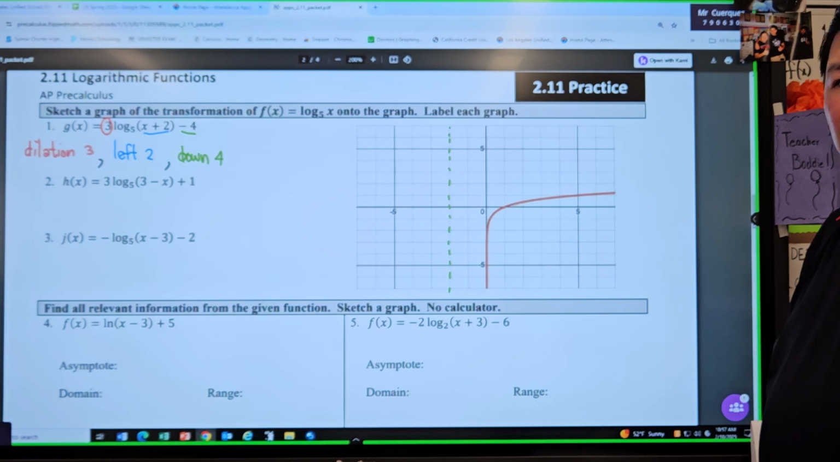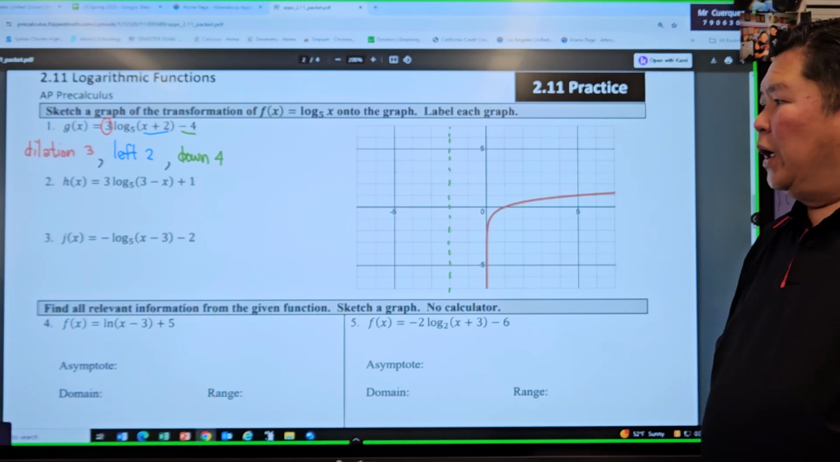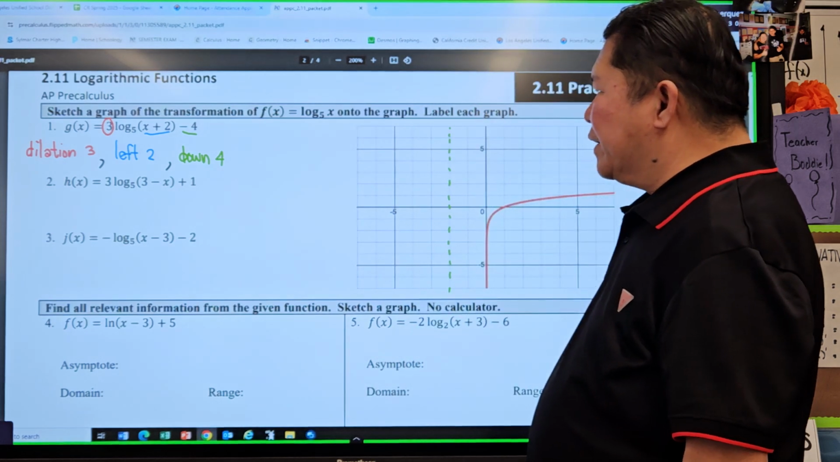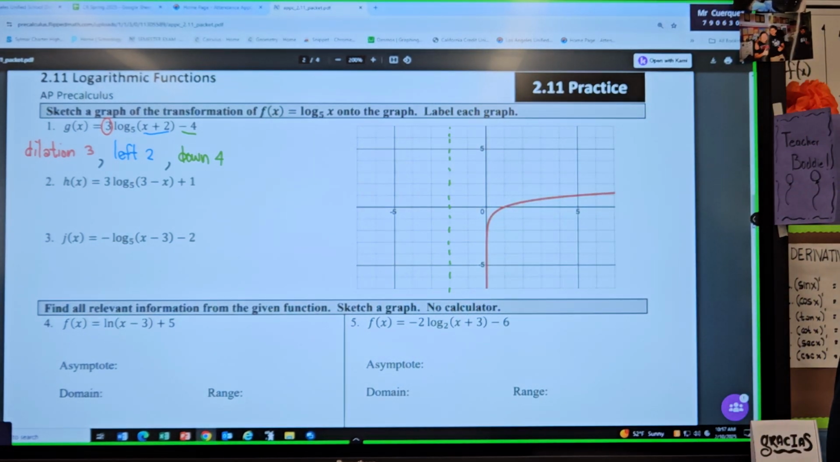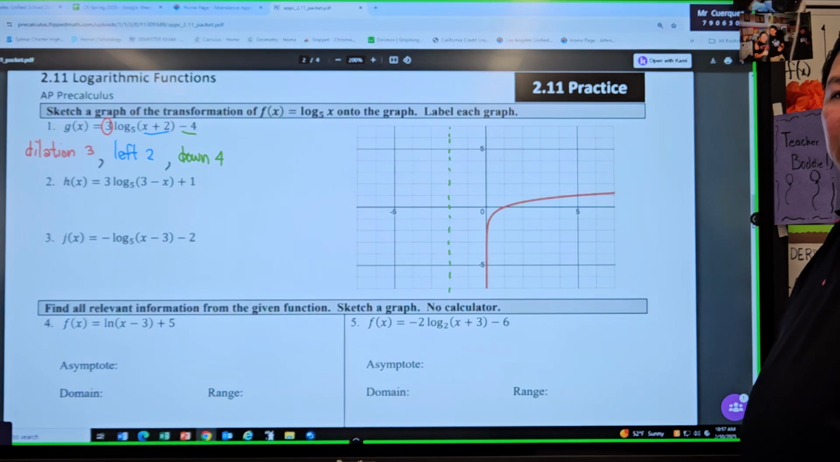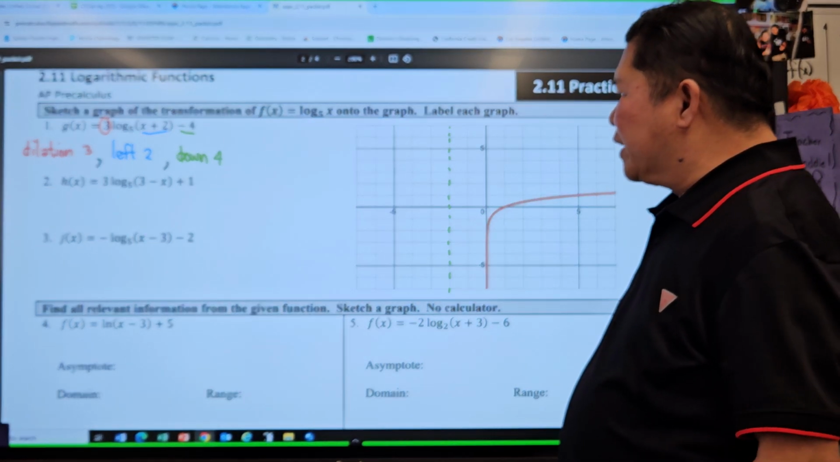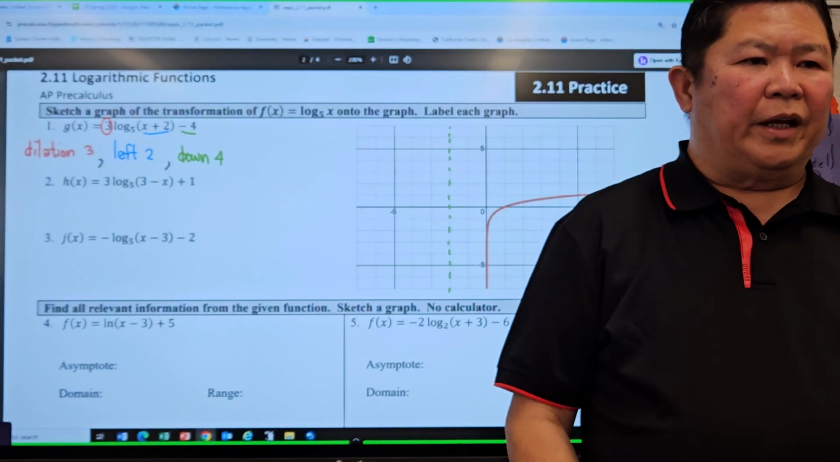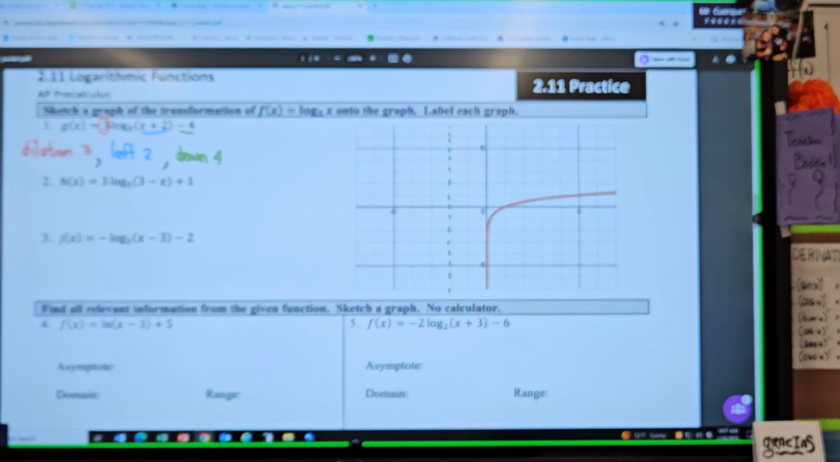Shall we move on to number 2? So, can you graph first number 2? H of x is equal to 3 log of 3 minus x plus 1 to the base 5. Can you graph that first in Desmos?